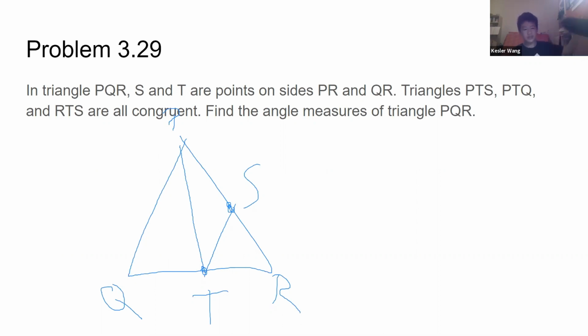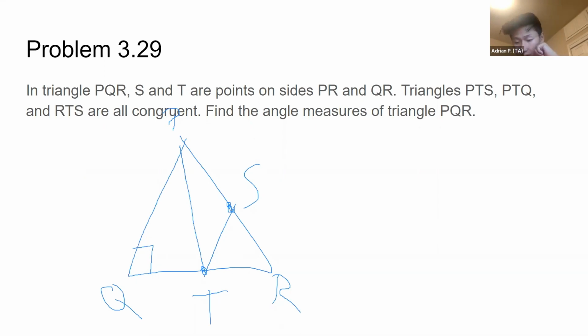And I still don't get this problem. It's a very poor problem, I'd say. This solution doesn't actually make too much sense. It says because PTQ is congruent to RTS, angle PQT is equal to angle RST, which makes sense. And it says angle PQT is equal to 90 degrees. That part doesn't make too much sense to me in the solution.